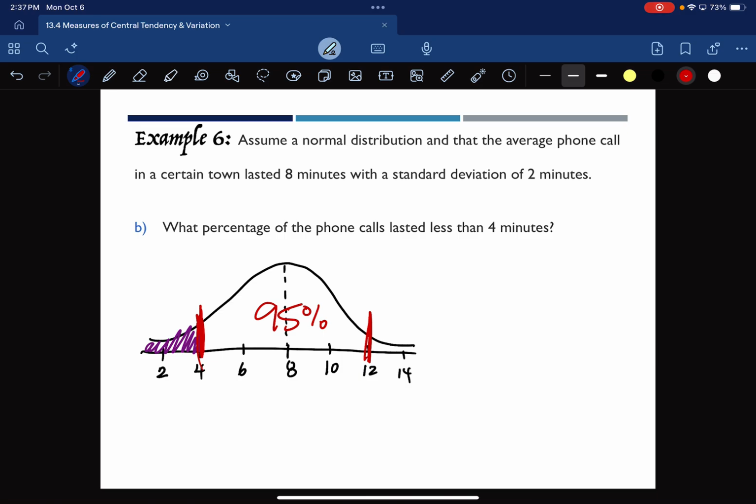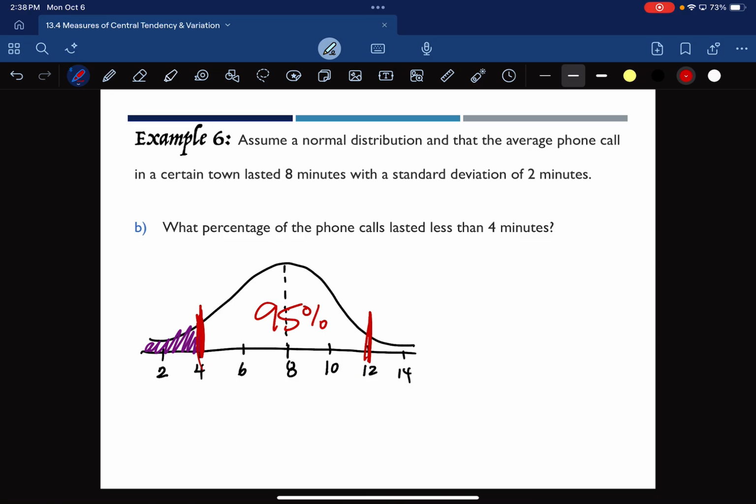Okay, pause for just a second. Does everybody see where she got the 95%? Is everybody good on that step? Okay, so Wiley, she got the 95% because 2 standard deviations to the left and to the right for the empirical rule is 95%. So she's using that empirical rule and identifying that 2 to the left is 4 and 2 to the right is 12. So this part of the graph is 95.